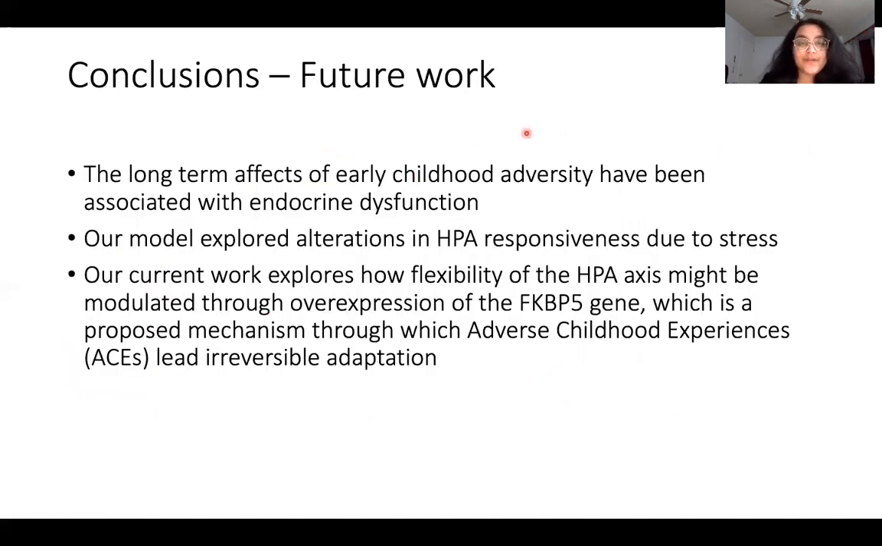And so, some conclusions regarding our work: we know that early childhood adversities have been associated with endocrine dysfunction overall. Our models have explored HPA responsiveness to stress, as previously mentioned, through increased sensitivity and decreased threshold values. And we're currently working on understanding how this flexibility can be contributed to through the modulatory effects of overexpression of the FKBP5 gene, which is one of the proposed mechanisms through which ACEs actually lead to adaptation in the population.